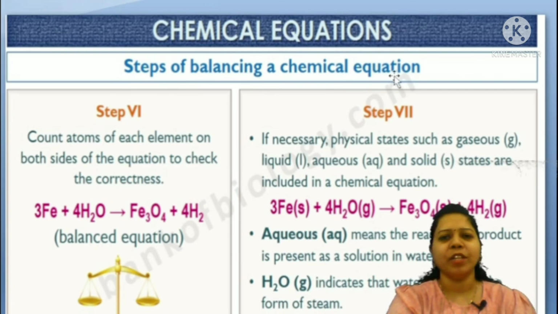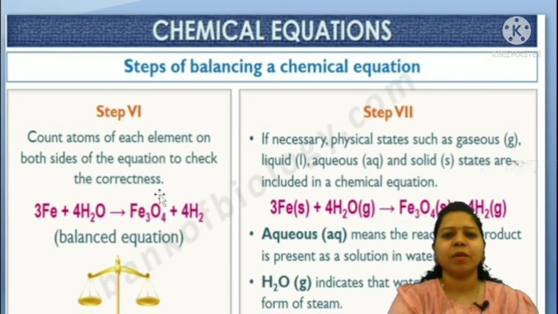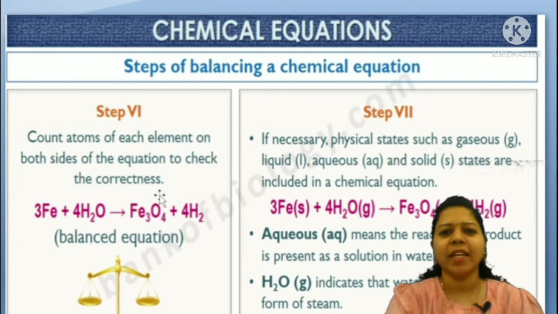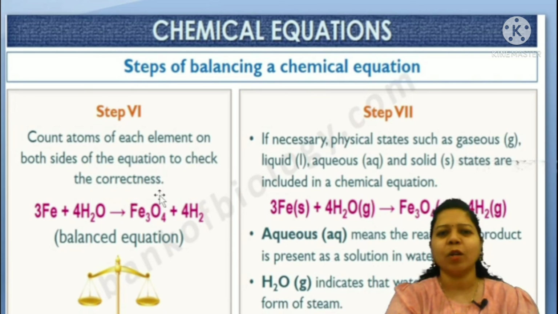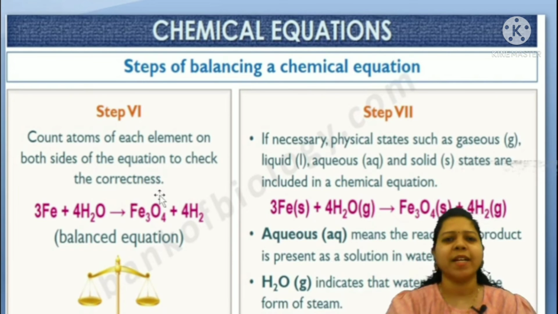Steps of balancing a chemical equation. Count atoms of each element on both sides of the equation to check the correctness. For checking, we need to count once again all the numbers of atoms on both the sides, right hand side as well as left hand side.